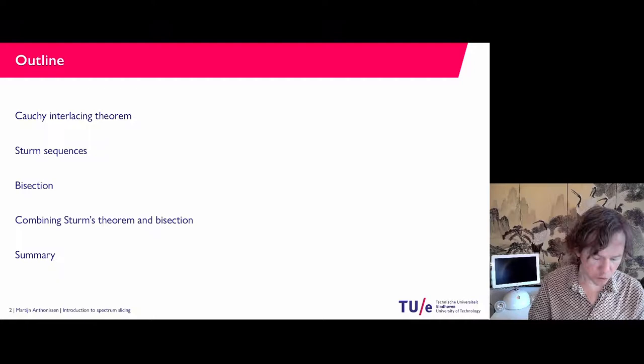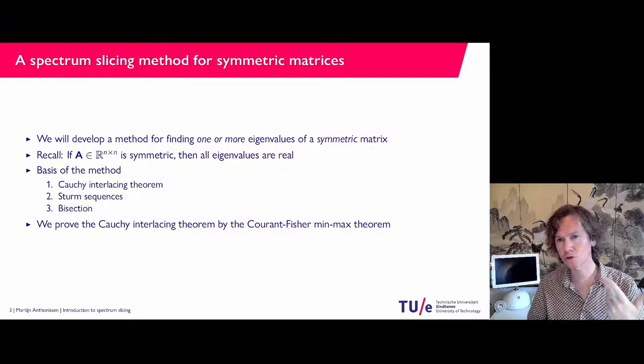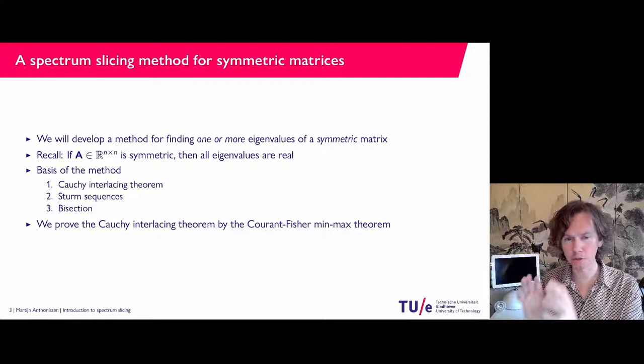First of all, let's look at the context. We will develop a method that finds one or more eigenvalues of a symmetric matrix. Just so you remember, if you have a symmetric matrix, we already know that all the eigenvalues will be real. Our method has a couple of basic ingredients: the Cauchy interlacing theorem, Sturm sequences, which I will explain in a second, and bisection.